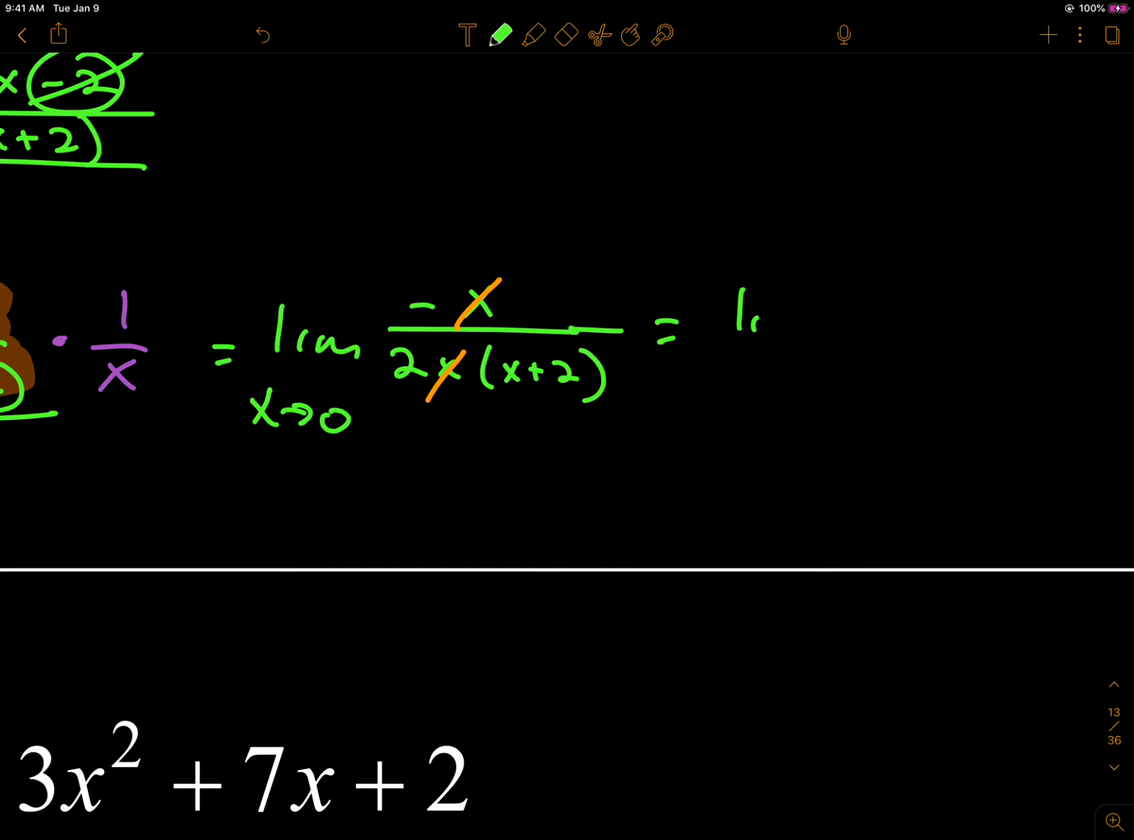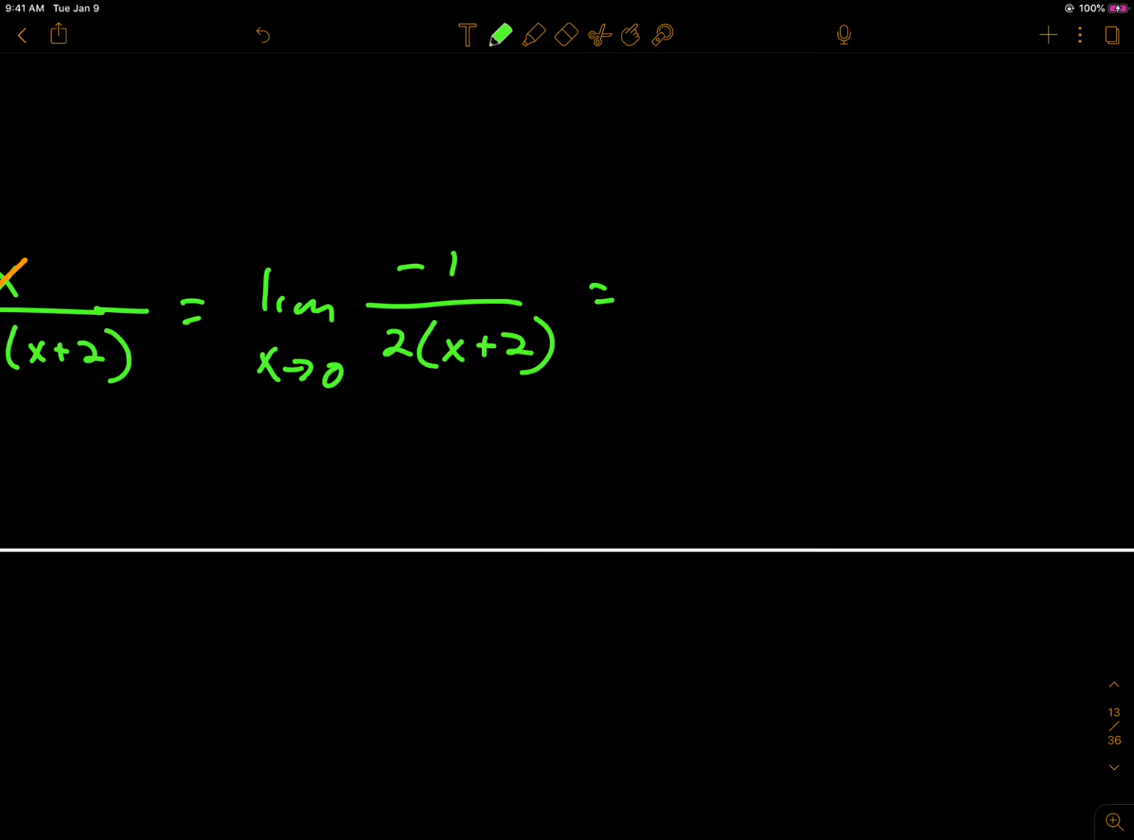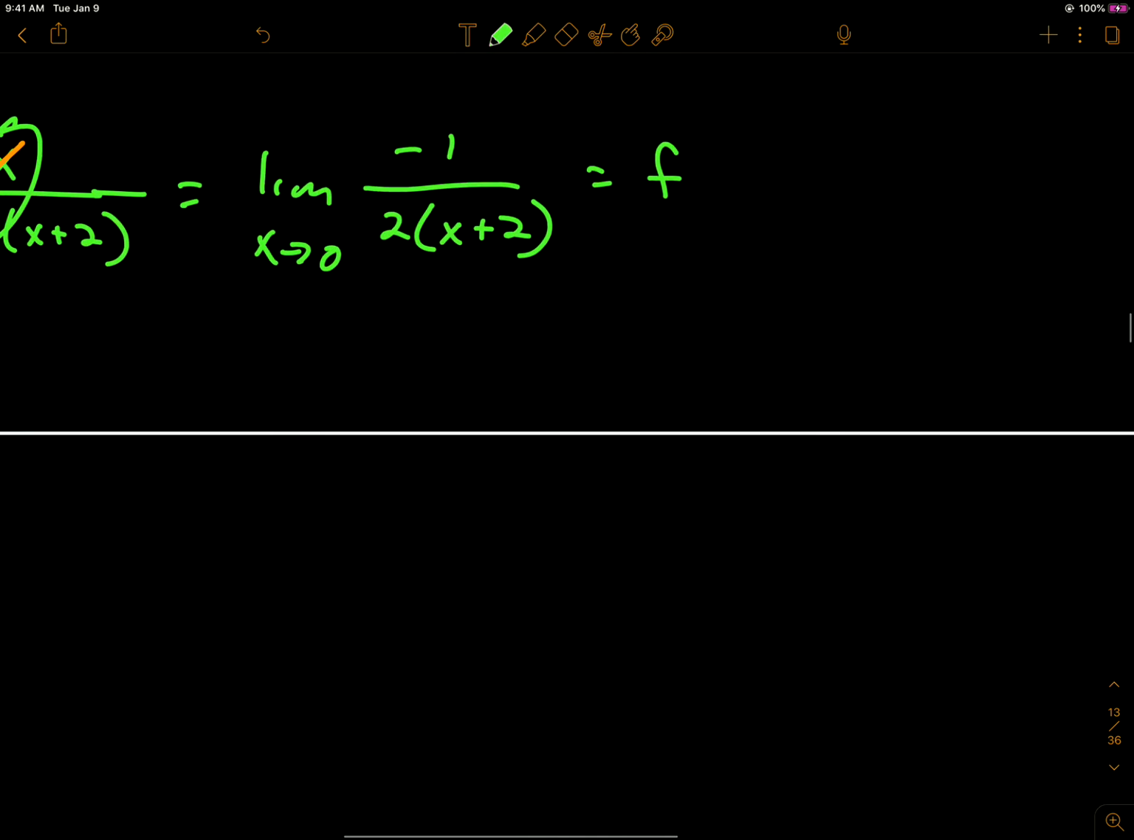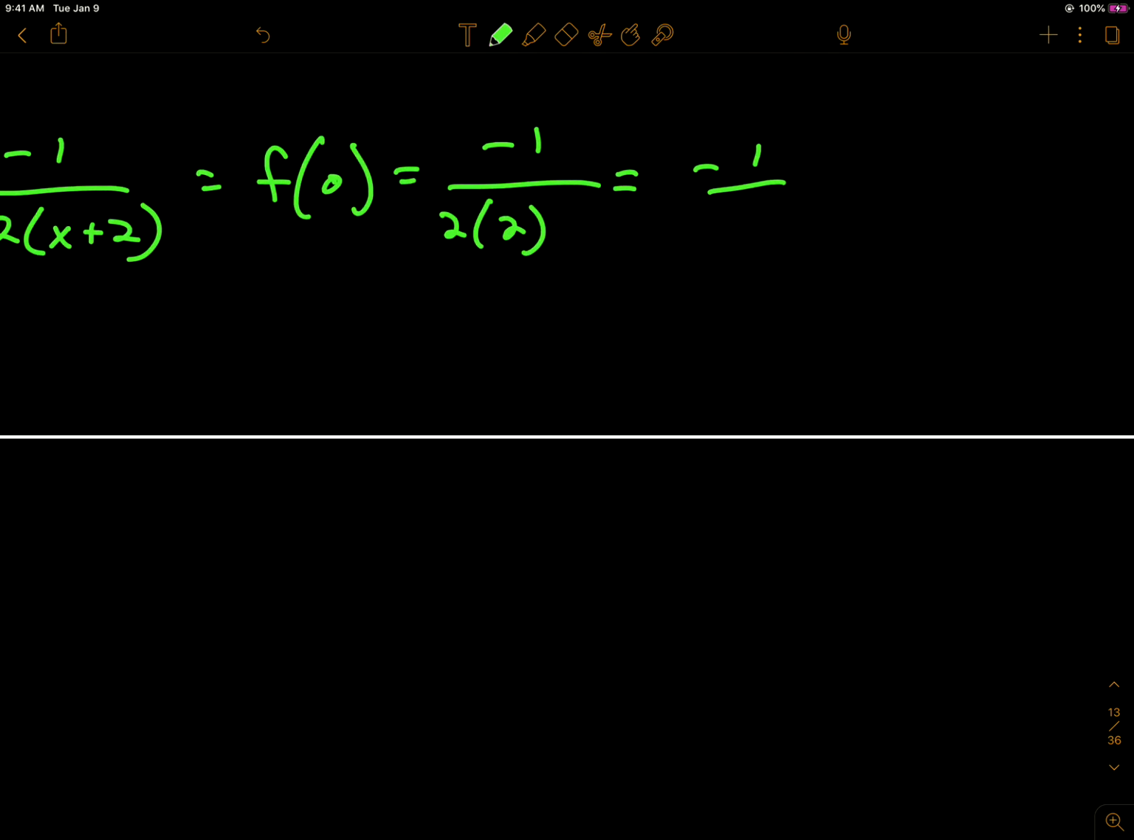So I'm going to rewrite my limit as x approaches 0 of this function, which is now negative 1 over 2 times x plus 2. I now have my agreeable function because I canceled out the issue. This was my problem. I filled the hole now. So now direct substitution should work. If I plug in a 0, I get 2 times 0 plus 2, which is 2. So negative 1/4.